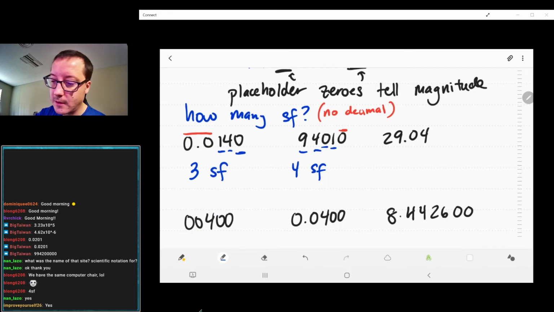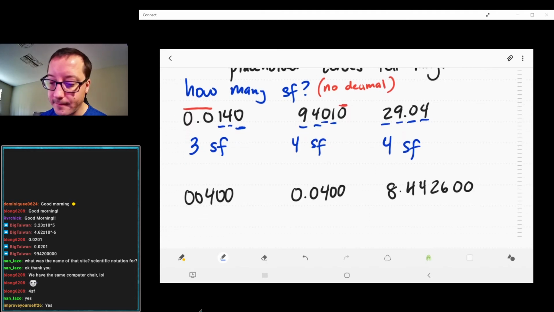Next number, 2, 9, and 4, we can check. Do we have any leading zeros? Nothing in front, so nope. Do we have any zeros in between? We do. Zeros in between are yes. We have nothing else. We have already figured out that everything is significant there. Okay, cool. Moving on then.